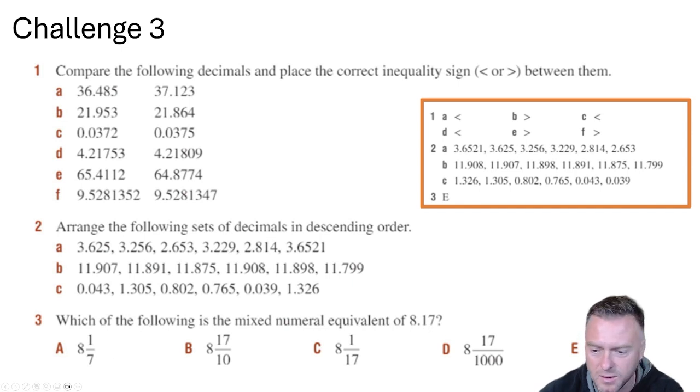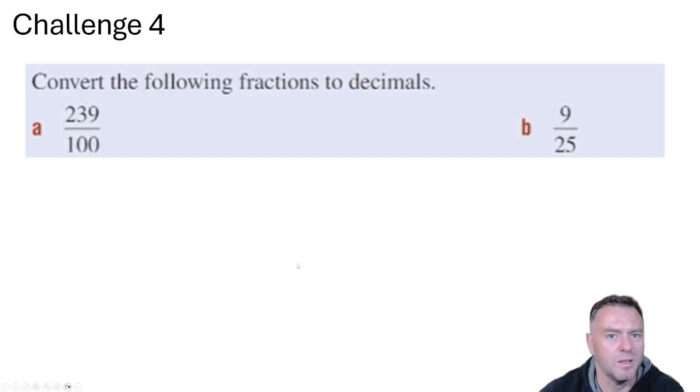So 8, if we've got that. And then 17 would be the hundredths. So not the thousandths, because that would be 8.017. Yeah. Cool. Then converting these fractions to decimals, just pause the video and have a go.